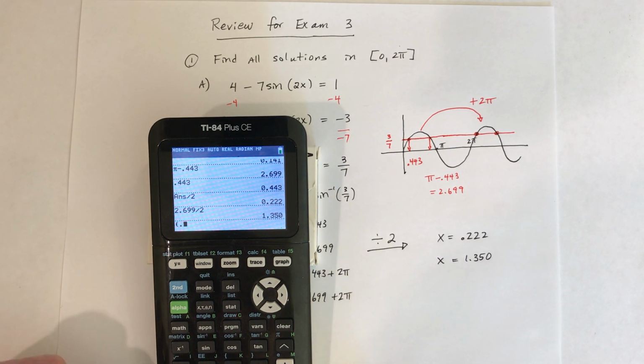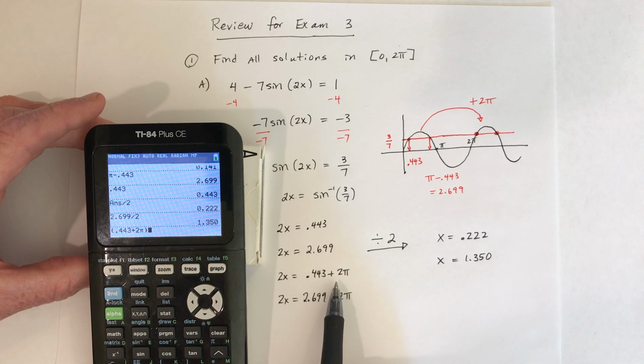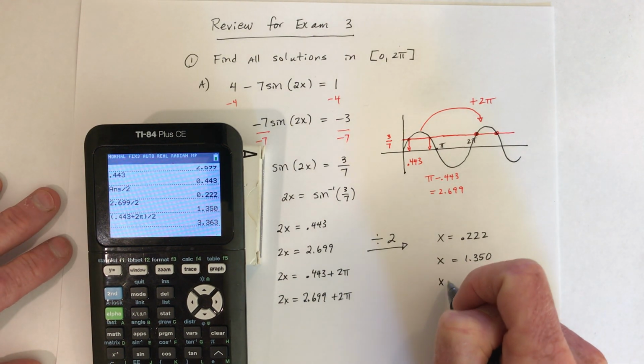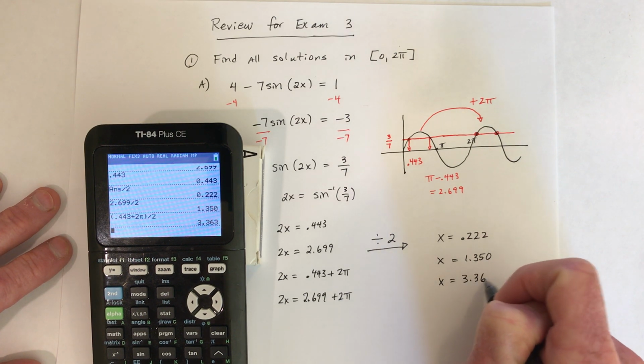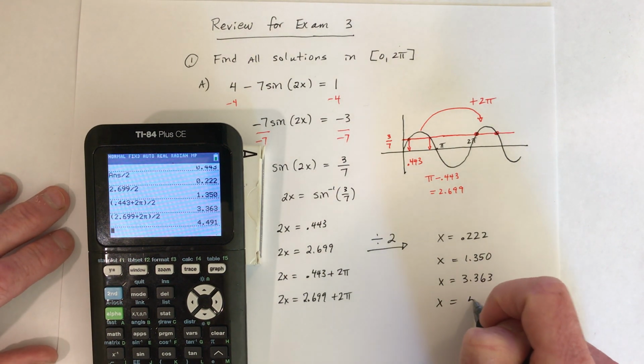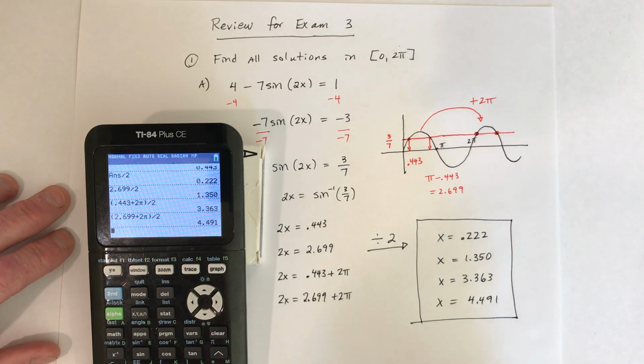And then take 0.443 plus 2 pi. So just like I have it right here. And put it in parentheses and divide by 2. So x equals 3.363. And then for the last one, 2.699 plus 2 pi, parentheses, that gets divided by 2. 4.491. And there are the 4 solutions.